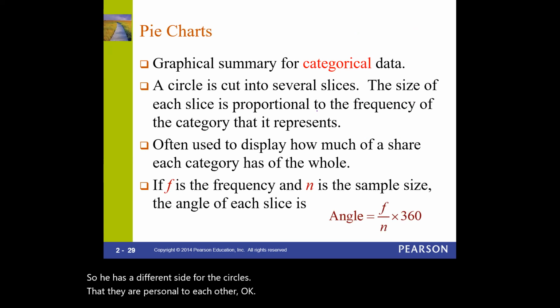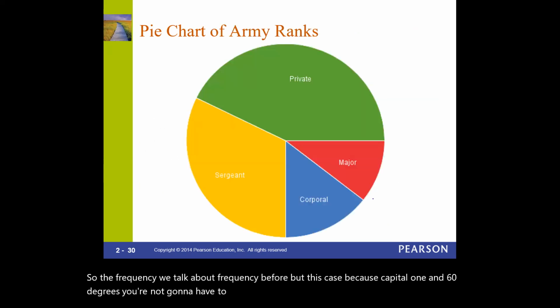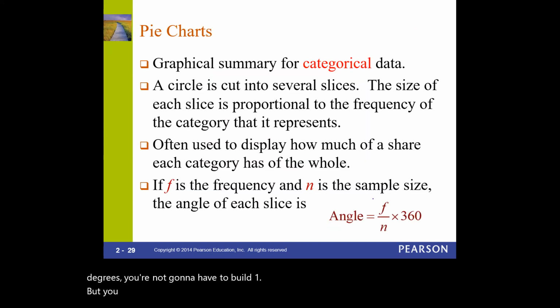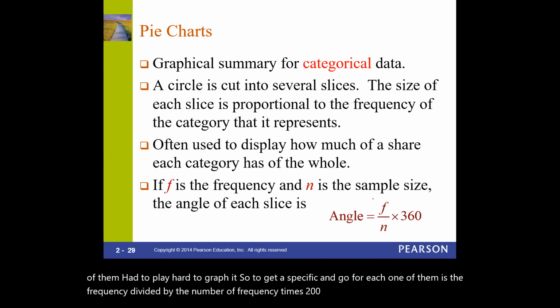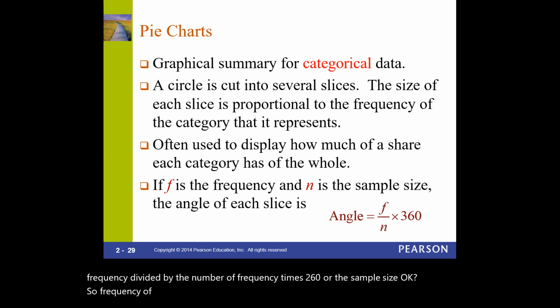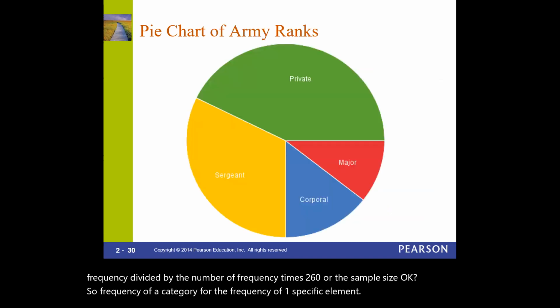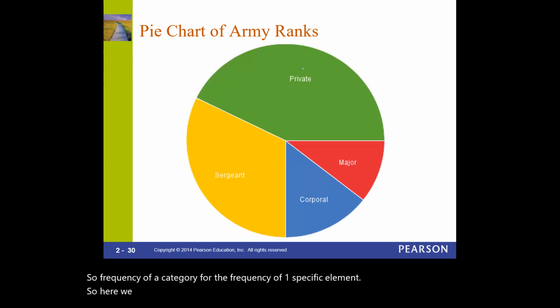We talked about frequency before, but in this case, because you have 360 degrees, you're not gonna have to build one, but you can also use the formula just for your own knowledge. To get the specific angle for each one of them, it is the frequency divided by the sample size, times 360. So here we have private, which is the biggest, sergeant, which is the second largest, and so on.